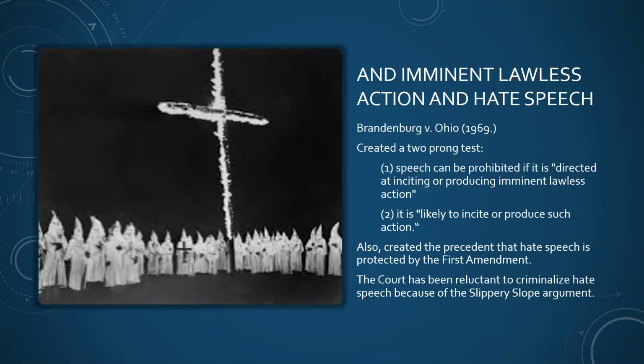Next, you have the imminent lawless action, and hate speech is how I kind of put it, because that's really what would fall under here. You have the case Brandenburg v. Ohio. In that case, it was dealing with the Ku Klux Klan. They had burned crosses on somebody's front lawn. Ohio had a regulation that said that you could not do that. Ohio lost because, one, it wasn't content neutral because they said you couldn't burn crosses, and the court did not accept the argument that they were protecting individuals. So from that came the 2-prong test. It said that speech can be prohibited if it's directed at inciting and producing imminent lawless actions.